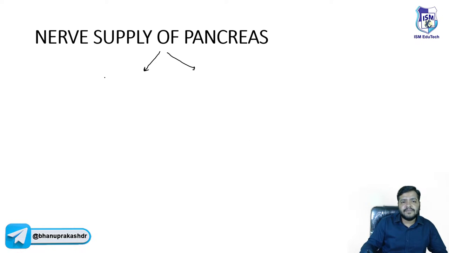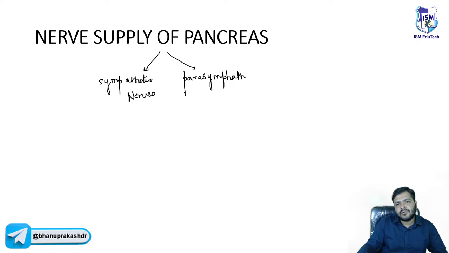Coming on to the nerve supply. Basically, we have sympathetic nerves and we have parasympathetic nerves. The parasympathetic supply is derived from the vagus nerves, both the vagus nerves, the right and the left one.